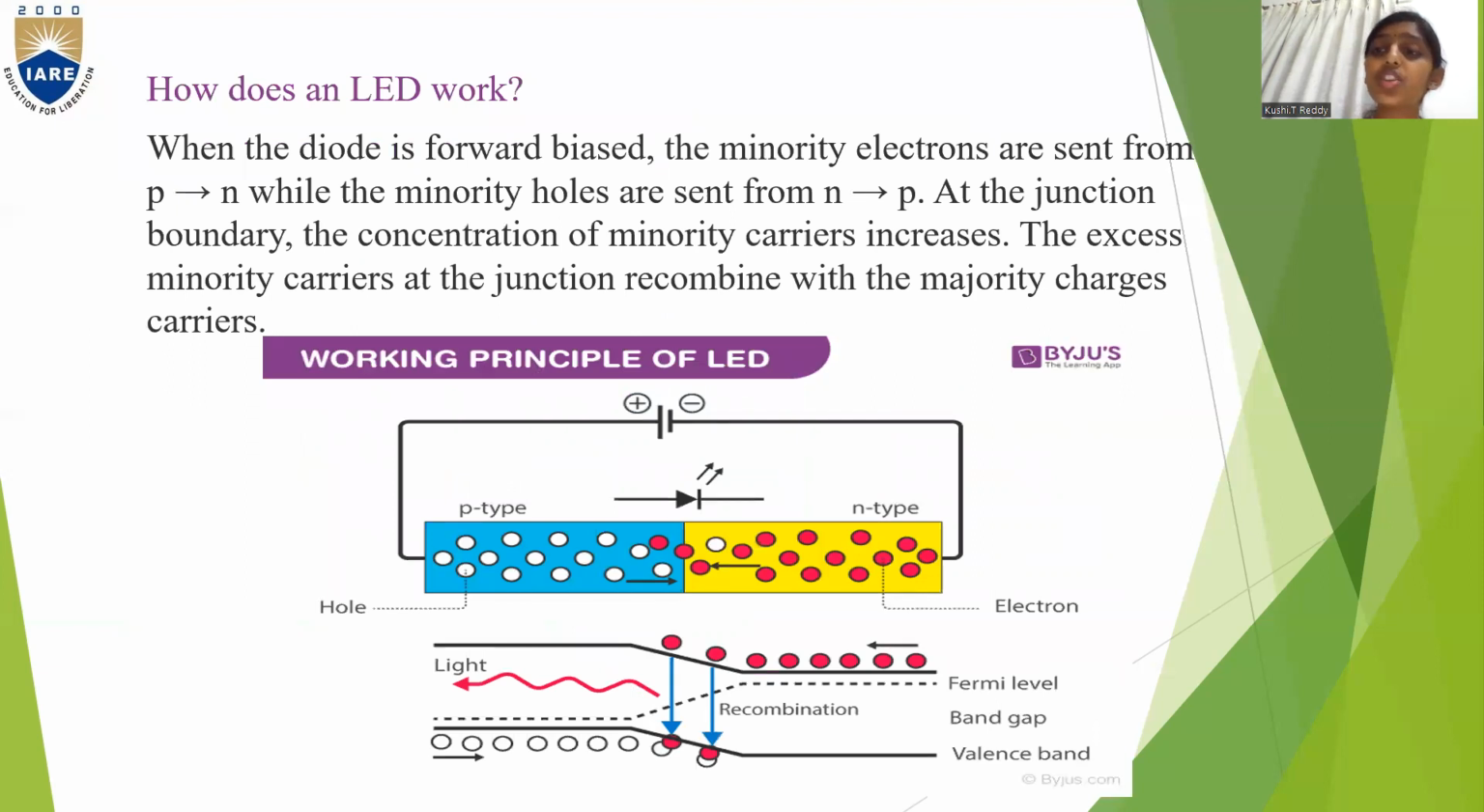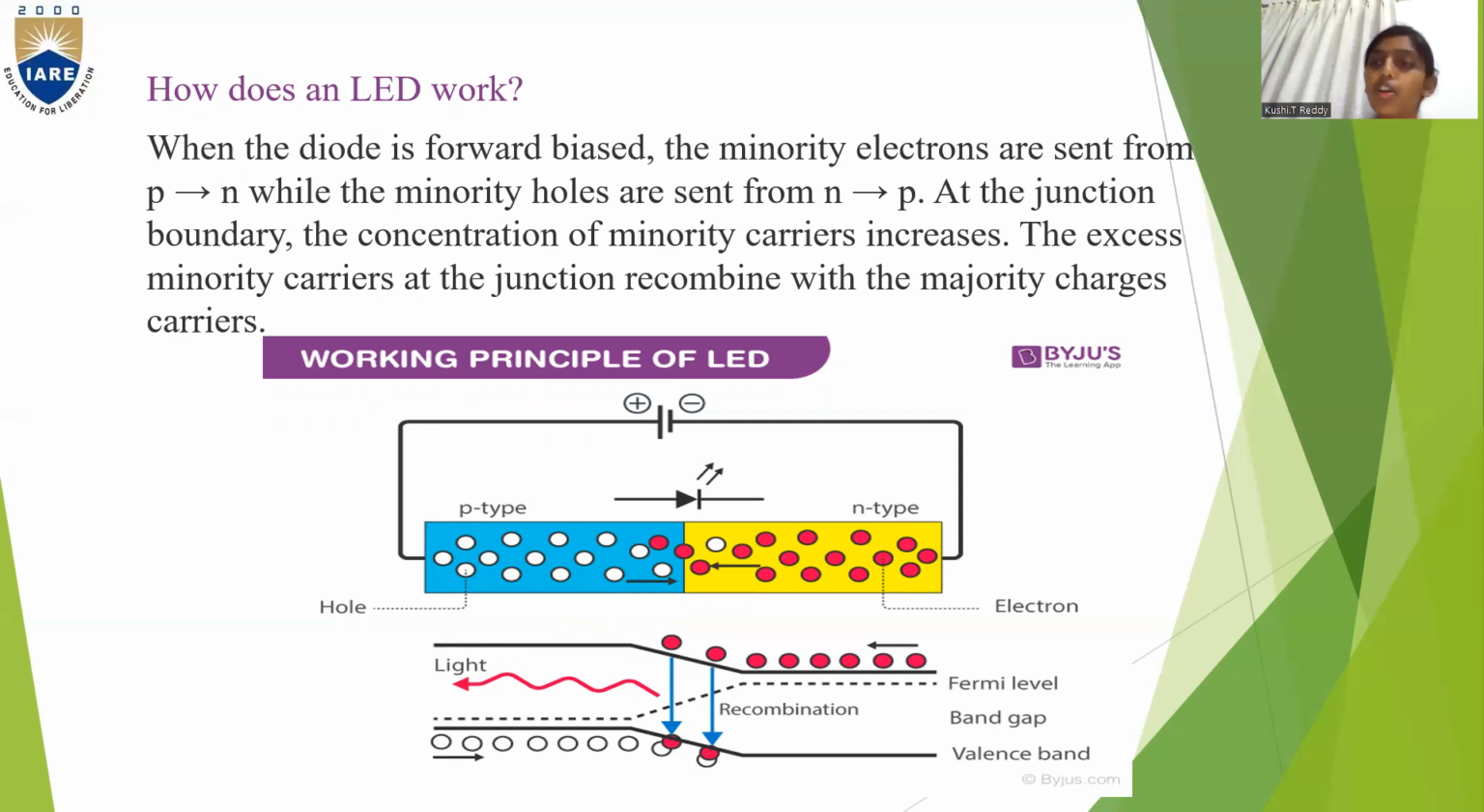So now let us know, how does an LED work? When the diode is forward biased, what is forward biased? In forward bias, the P-type semiconductor is connected to the positive terminal of the battery, and the N-type semiconductor is connected to the negative terminal of the battery, and always the current is allowed to flow in the forward direction, and the current flow in the backward or reverse direction is always blocked in an LED.